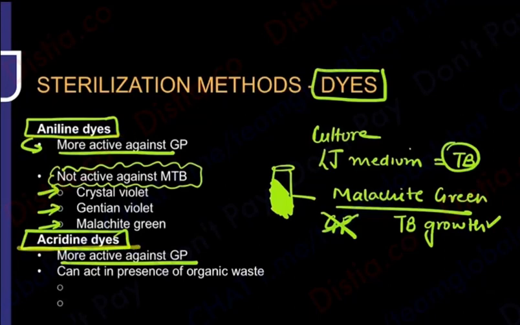Similarly, we have acridine dyes, and they have a further advantage, which is that they can act in the presence of organic waste like soil and feces. In that presence also acridine dyes can work, and they include acridine, acriflavin, proflavin. These are the kind of names that you have here. Flavin jo dyes hoti hain, these are acriflavin, proflavin, these are the acridine dyes.